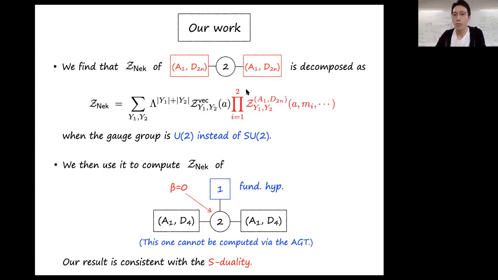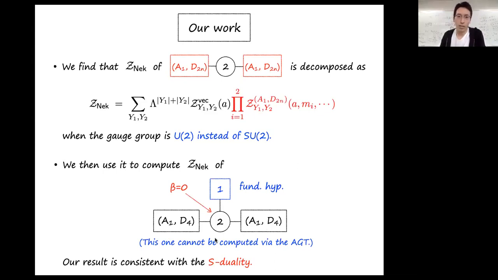But you can compute this factor using generalized AGT. And once you get this factor, it's quite easy to introduce an extra fundamental hyper. So using this factor, right off from this first part of our work, we could compute the partition function of this guy. And this theory is quite interesting. It has a nice S-duality property, and our result of the partition function of this guy is actually consistent with the S-duality in a sense. So this is the second thing I want to talk about in this talk.